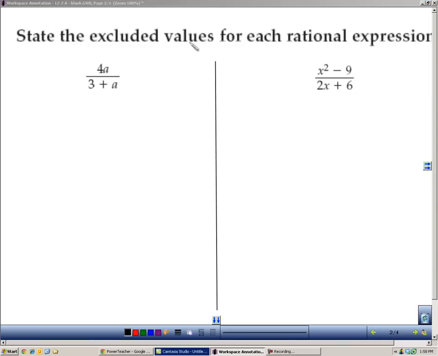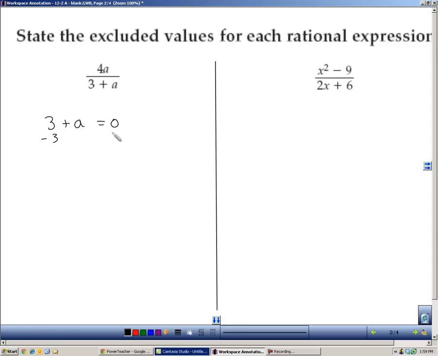Here are some more examples where we have to find the excluded values. Hopefully you're able to just look at this denominator, 3 plus a, and realize that a cannot be a negative 3. But I do want to show you how we should find the excluded values so that when they get harder, you'll know what to do. We're going to take the denominator, we're going to set it equal to 0. Back in Chapter 8, we learned about something called the zero product property, and that allowed us to set polynomials equal to 0 and then solve them.